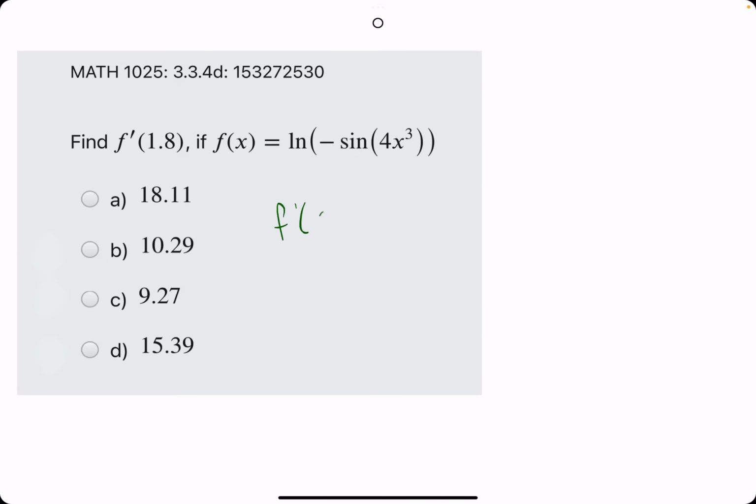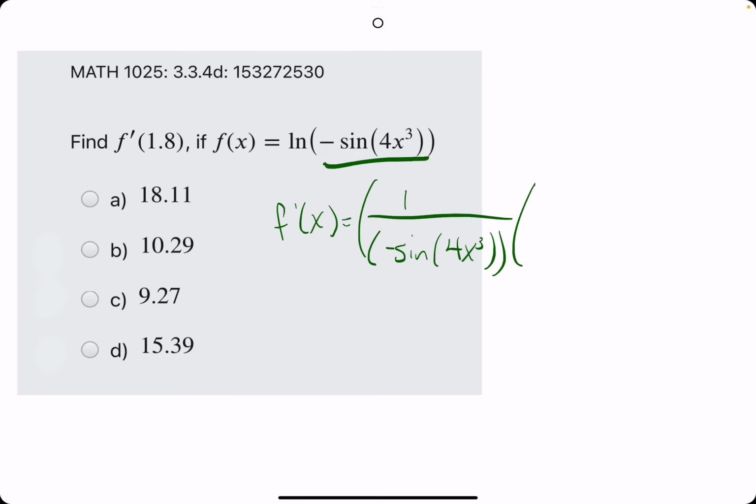Starting with the outermost layer, we have ln. The derivative of ln of something is 1 over that something. So 1 over negative sine of 4x cubed. The derivative of negative sine is negative cosine. We leave the inside the same. And then the inside, 4x cubed, has a derivative of 12x squared.